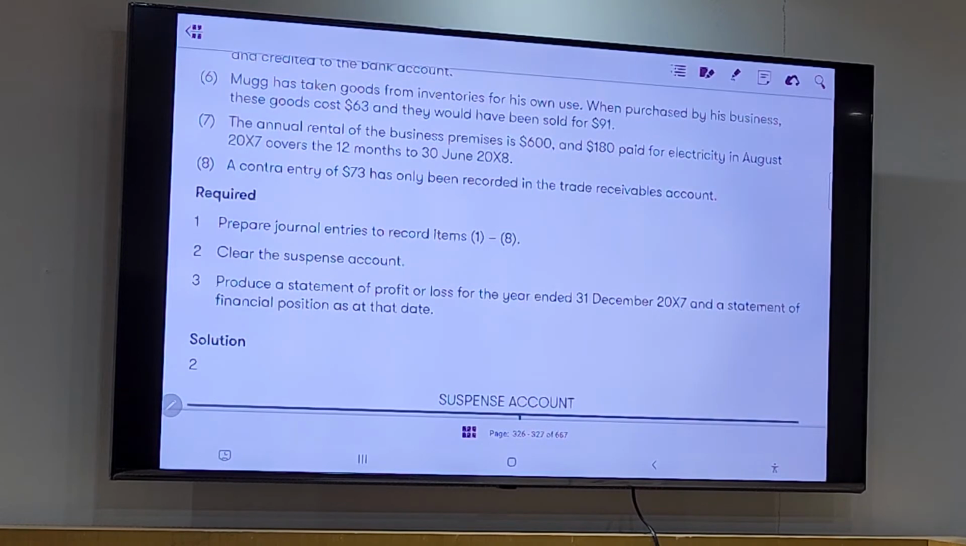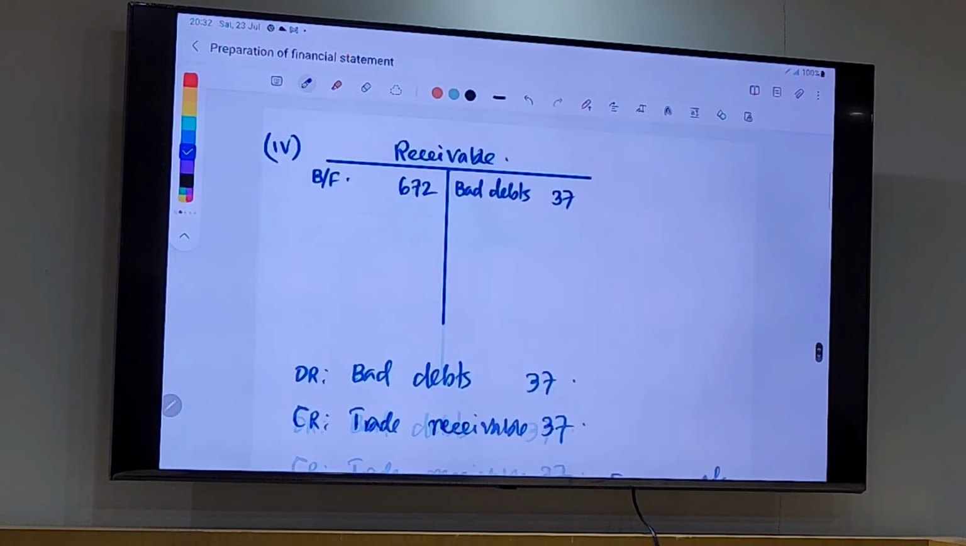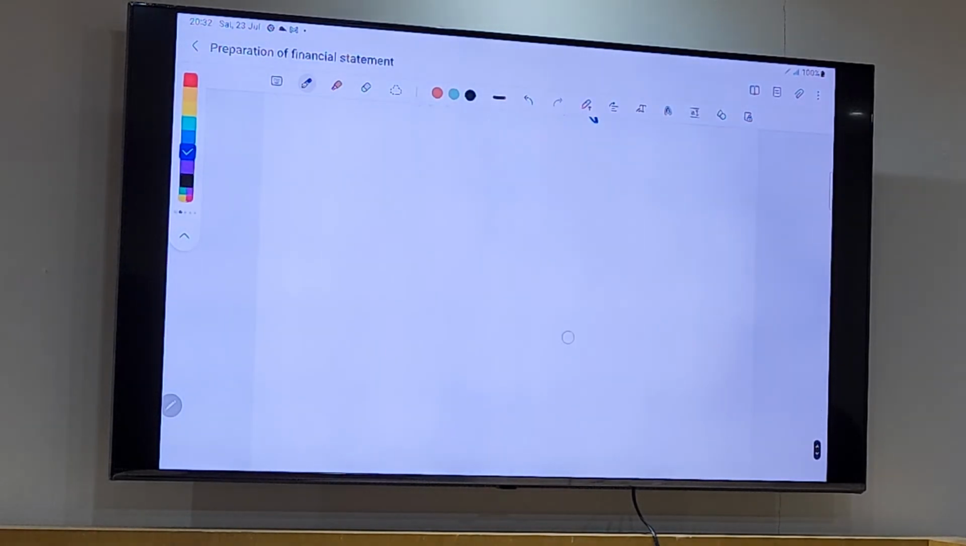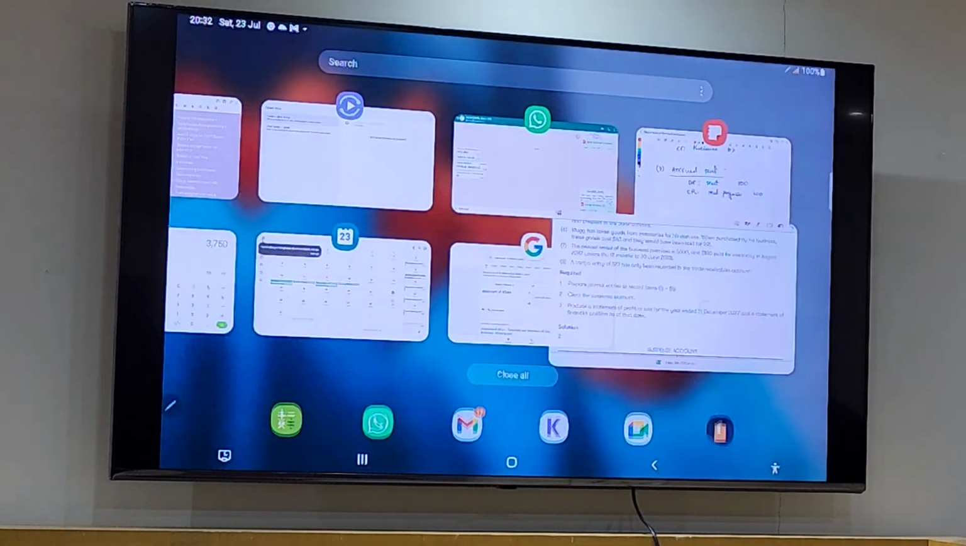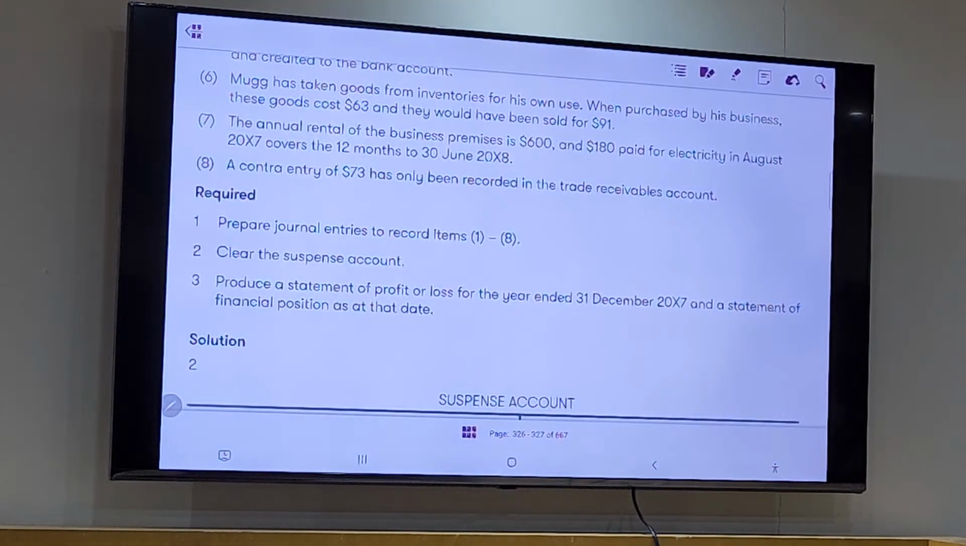A contra entry of 73 has only been recorded in the trade receivables account. So they have not recorded it in the payable account. So we need to do that. So that is adjustment number 8. Sorry, before that we need to complete electricity.